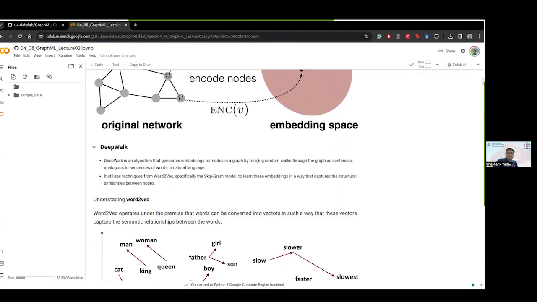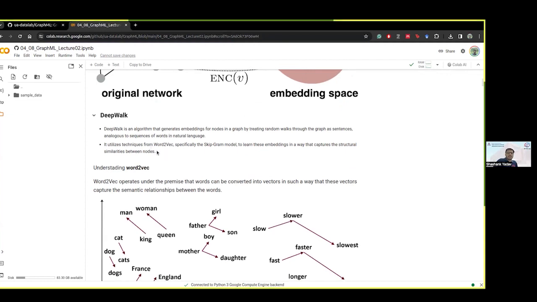Okay, so the first algorithm we would look at is Deepwalk, which generates embeddings of the nodes, treating random walks on the graph as sentences, because then every step is like moving from one word to another. And at its core, it uses the word2vec model to learn these embeddings. So before we go to Deepwalk, we first need to understand what the word2vec model is.